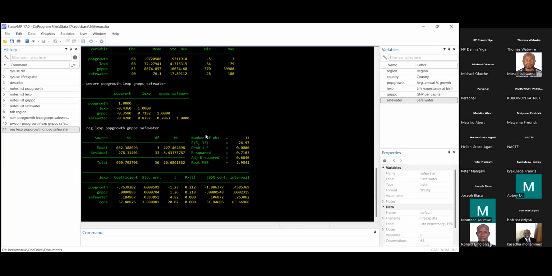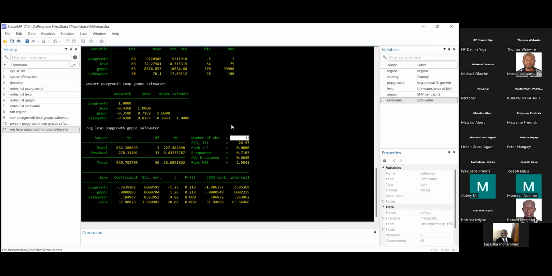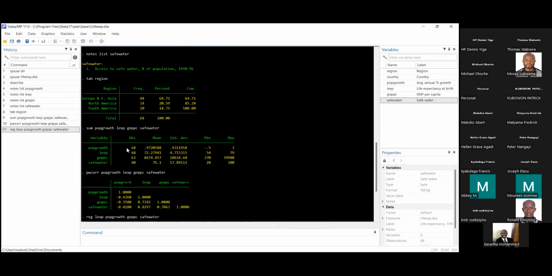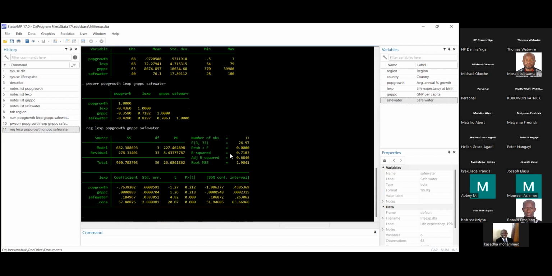So I'll go through each of these and what they mean. I'll start with the number of observations. When we looked at the summary statistics, we saw the number of observations varying. We have 68 countries, but here the observations drop to 37. So in essence, this is your overall sample that has been analyzed. Some variables had missing values, so the software will drop those observations with missing data. That's why the question of missing data in quantitative analysis has to be explained very well.